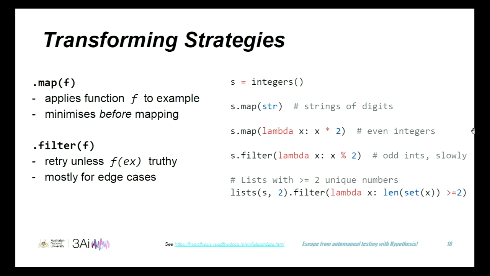Once you've got the basic thing down, you can change the things that you get from these strategies a little. So the map method of a strategy applies a function to whatever you draw. So if we take a strategy integers and we map string over it, the strategy will now generate strings of digits. Except it may also generate strings of digits which start with a minus sign if it drew a negative number. We can also map a multiplication by 2 if we only want to get even numbers, or filter a modulo 2 to exclude any numbers where the remainder is 0. This is an inefficient way to do it though. Filter is really designed for edge cases, and if you want odd numbers, you'd be better off multiplying by 2 and then adding 1.